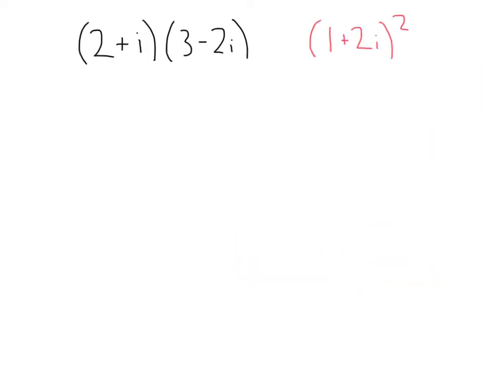Moving on to multiplication. Here we have parentheses 2 plus i times parentheses 3 minus 2i. Now remember, when we have these parentheses next to each other, we have to distribute each term. Some of you like to call it foiling. Here we're going to do 2 times the 3, which gives us 6. Next we're going to do 2 times negative 2i, which is going to give us negative 4i. Next we're going to do this i times 3, which is going to give us positive 3i. And lastly, we have i times negative 2i, which is going to give us negative 2i squared.